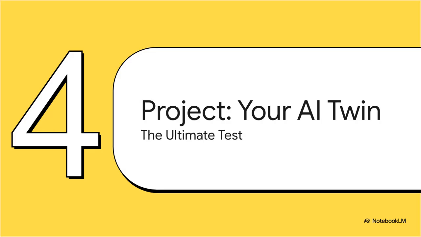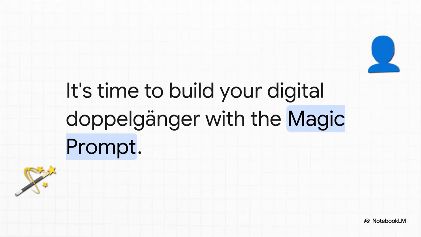Okay, so you've got the framework. You know the recipe. Now it's time to put these new skills to the ultimate test. We're going to do an amazing project, creating your very own digital doppelganger, your AI twin. This, my friends, is where you'll see the real power of this whole method. And the best part? We're not even starting from scratch. We're going to use this really powerful pre-written template. It's called the magic prompt. And this is basically your key to unlocking a totally photorealistic version of yourself.